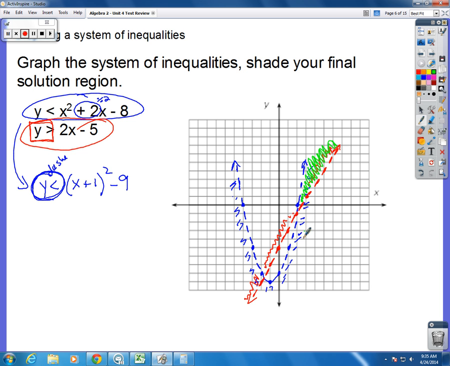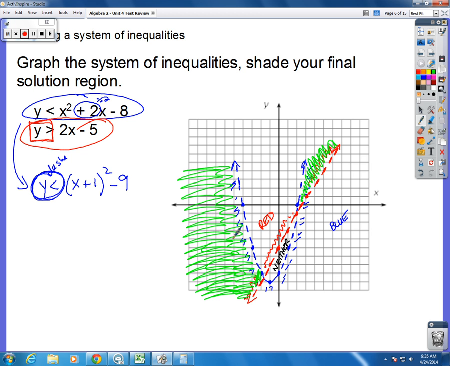Okay. Down here it's just blue only. In here is just red. Okay, here is neither. Okay, and finally down here we have red and blue again. So all of this space here would count. All right, below the parabola, above the line.